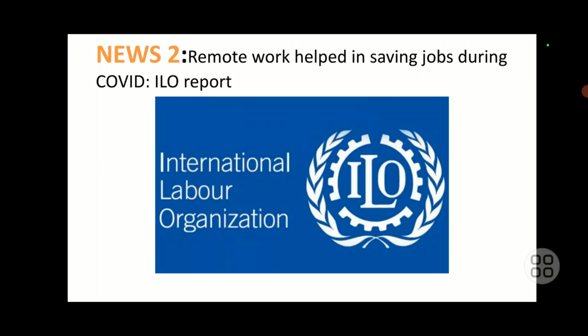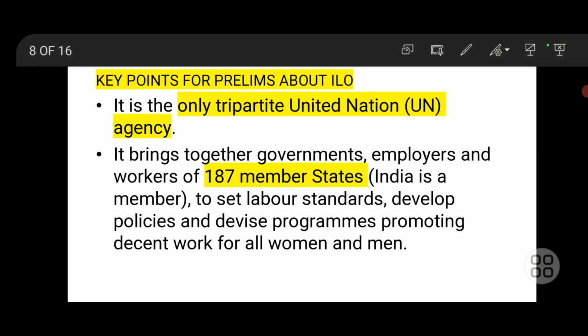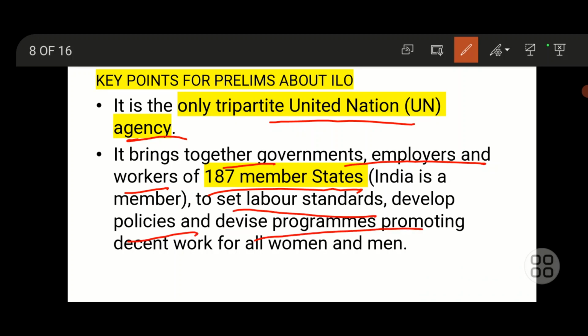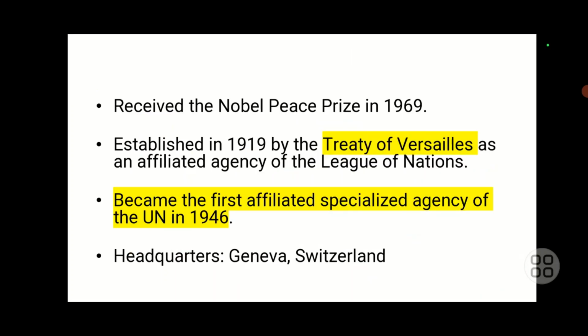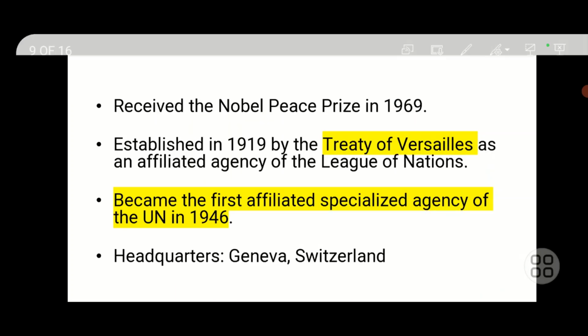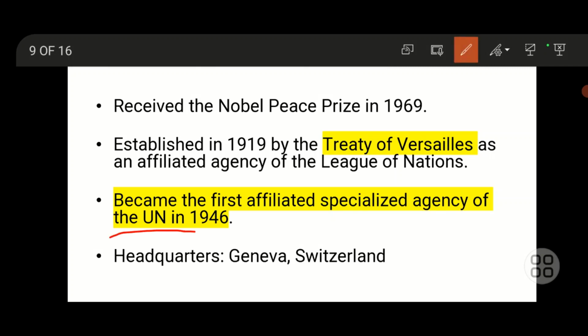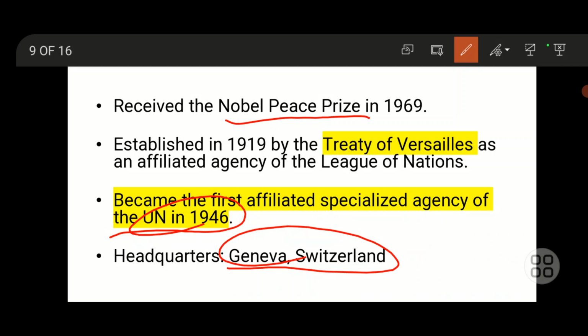The next issue is that remote work helped in saving jobs during COVID, says the ILO report. This comes under GS2, important international institutions. The ILO is the only tripartite UN agency. It brings together governments, employers and workers of 187 member states. The main objective of the ILO is to set labor standards, develop policies and devise programs for decent work for all men and women. It became the first affiliated specialized agency of the UN in 1946. Remember, the ILO headquarters is located in Geneva, Switzerland. Also, the ILO received the Nobel Prize in 1969.